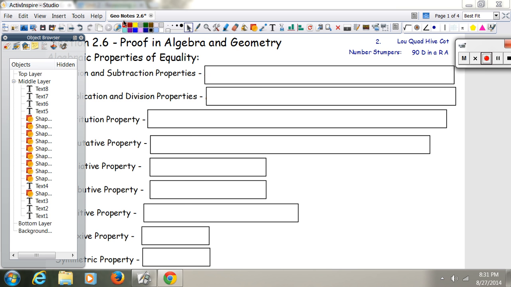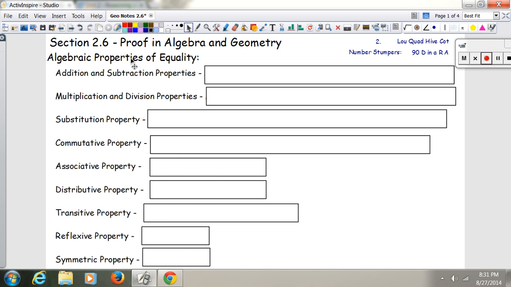Sorry about that. Okay, let's just talk about proof in algebra and geometry. We're continuing our proof, knowing that we have to have true statements for a proof. They need to be in logical order to be a proof. Here are some of the other things that we can use to show that statements are true.